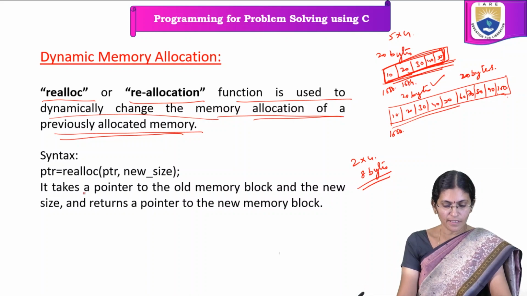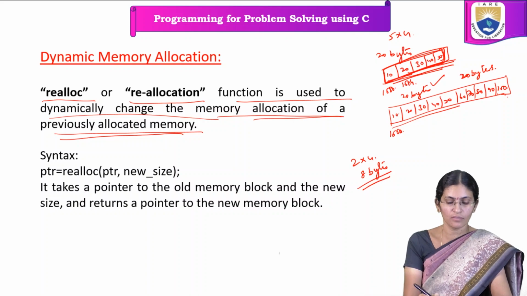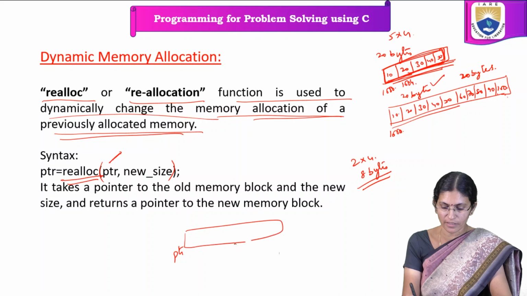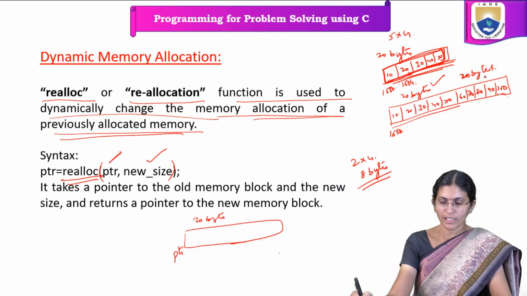Here is the syntax of the realloc function. realloc is the name of the function, and inside the brackets there are two arguments. The first one is the pointer which points to the base address of the previously allocated memory. Previously, already some memory is allocated. Suppose 20 bytes of memory is allocated. This is the new size. Suppose 20 more bytes are required.